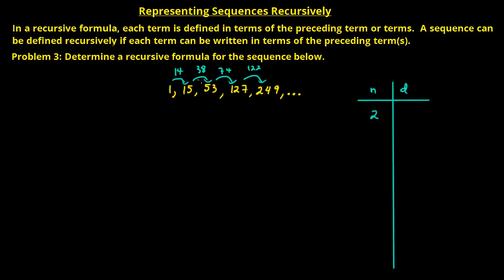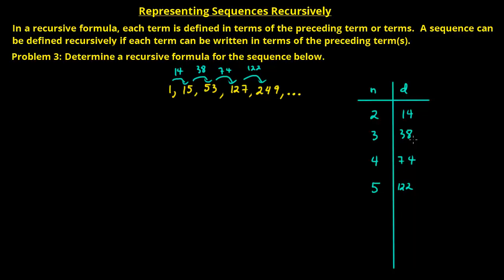To get the second term, we added 14. To get the third term, we added 38. To get the fourth term, we added 74. And to get the fifth term, we added 122. So off the top of my head, I still don't see a pattern here. So since we have a table of values built, let's try to calculate the finite differences and see if there's a pattern in the finite differences.